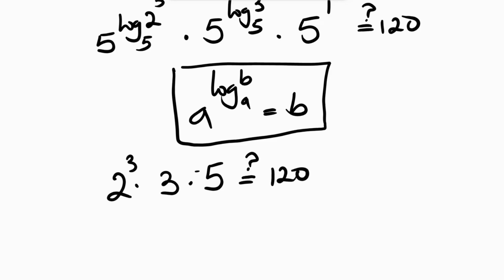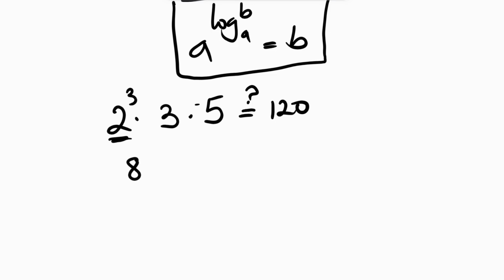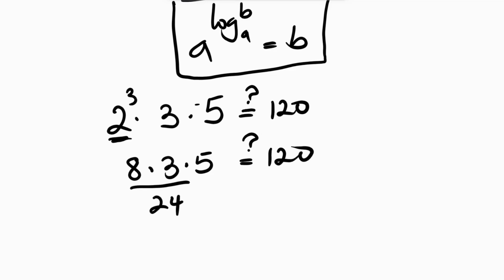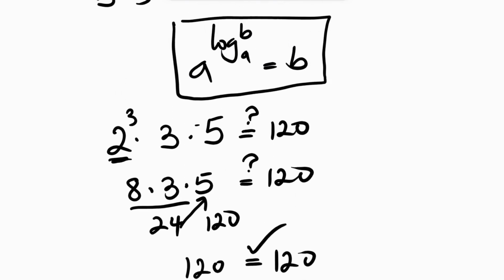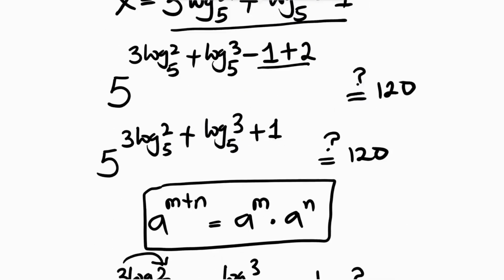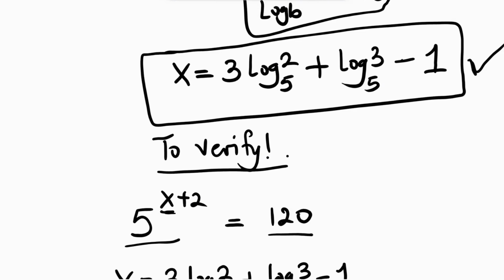Let's see if it's equal to 120. 2 raised to the power 3 is 8, times 3, times 5. 8 times 3 is what? 24. 24 times 5 will give us 120. So this just goes to show that our left hand side is equal to the right hand side. Therefore, our value of x, 3 log of 2 base 5 plus log of 3 base 5 minus 1, is the correct answer.